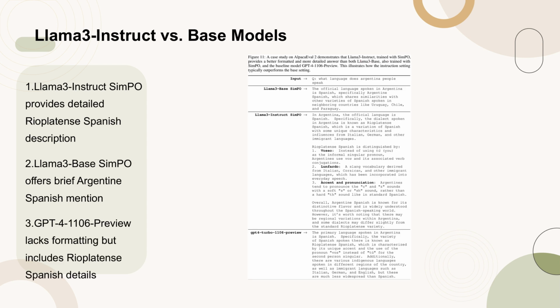Figure 11 presents a comparison of Llama 3 Instruct, Llama 3 Base, and GPT-4-1106 preview models in answering the question about the language spoken in Argentina. Llama 3 Instruct, trained with SimPO, delivers a well-formatted and detailed response, focusing on Rioplatense Spanish and its unique characteristics. In contrast, Llama 3 Base, also trained with SimPO, provides a concise answer mentioning Argentine Spanish. GPT-4-1106 preview, while including details about Rioplatense Spanish, lacks the structured format of Llama 3 Instruct, making it harder to parse. This case study highlights the superiority of the instruction-tuned model in providing comprehensive and readable answers.